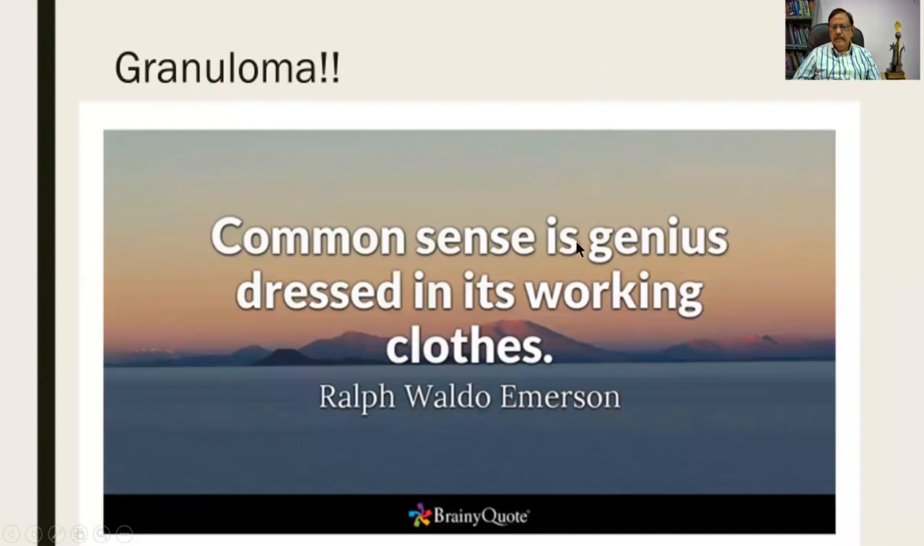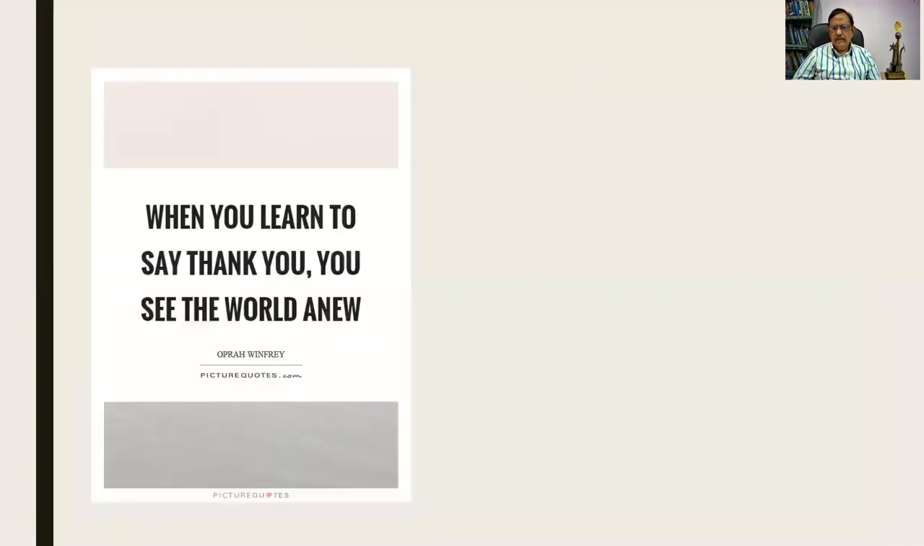And please remember this: common sense is genius dressed in its working clothes. Emerson, a person whom I like very much, because this is what we miss usually. A granuloma anywhere can help you fill up the pages and get you marks.